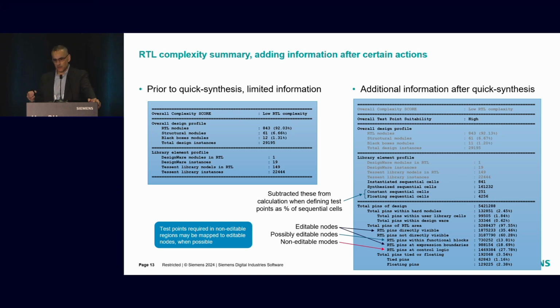So there's not as much information available before we go through that quick synthesis, but after quick synthesis, you get much more details about exactly where those sequential cells are, which ones are floating or are not, where they're constants, where the tool can't make changes. And then at the bottom, you see it has more details about which parts of the design, which nodes are editable, which ones are possibly editable, and which ones are not editable.